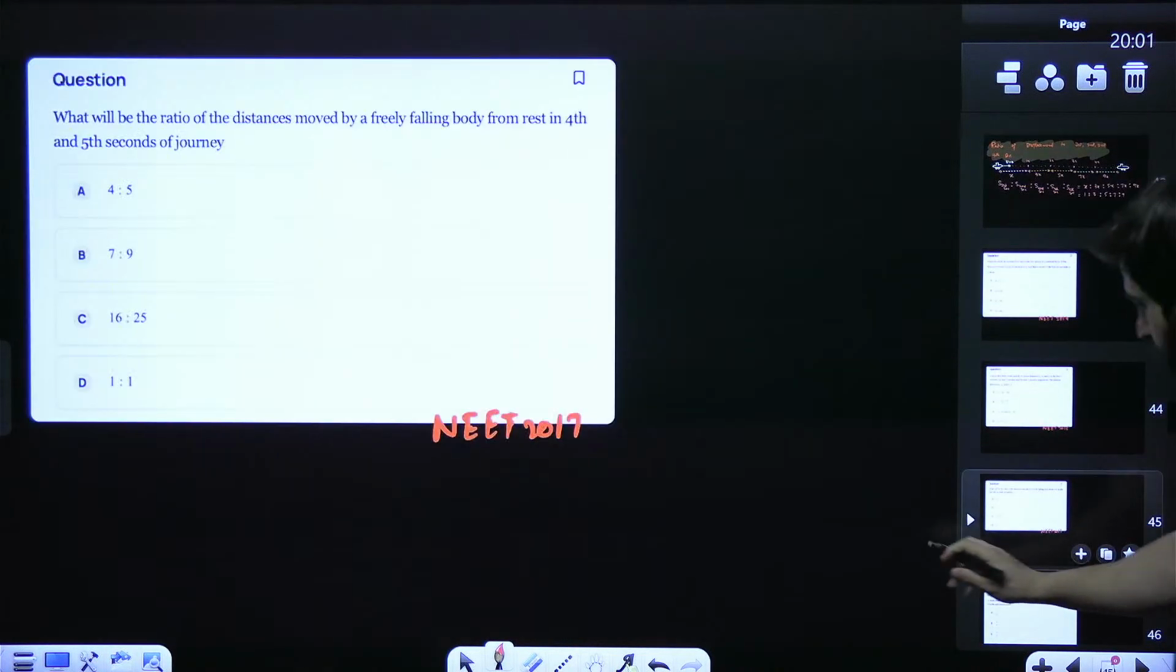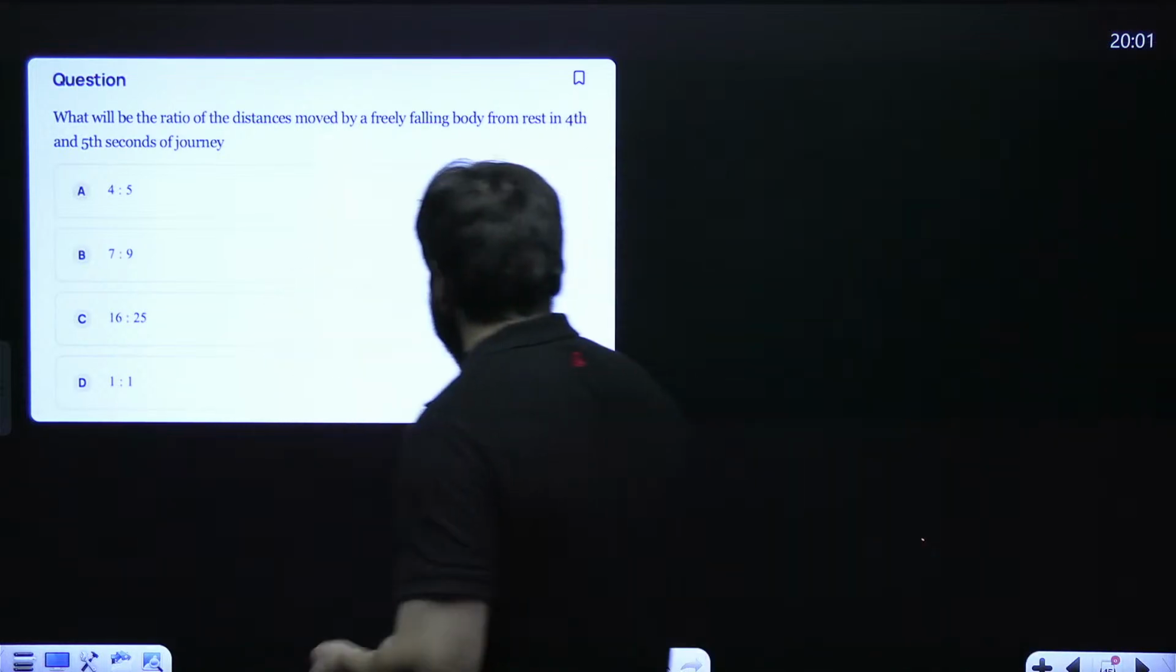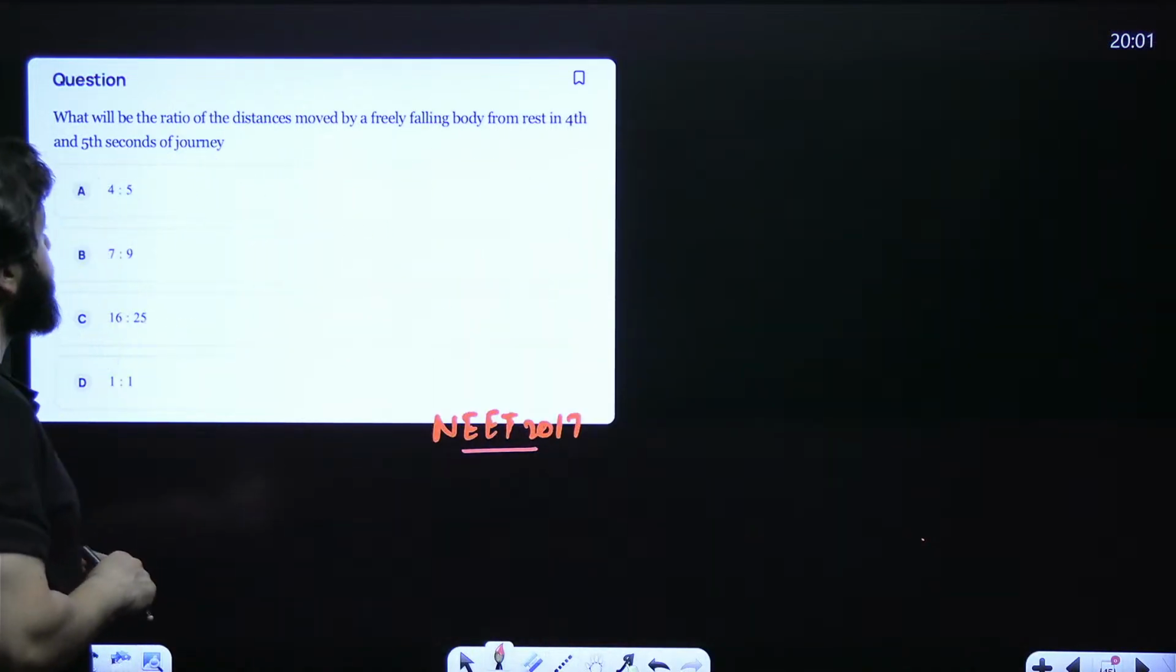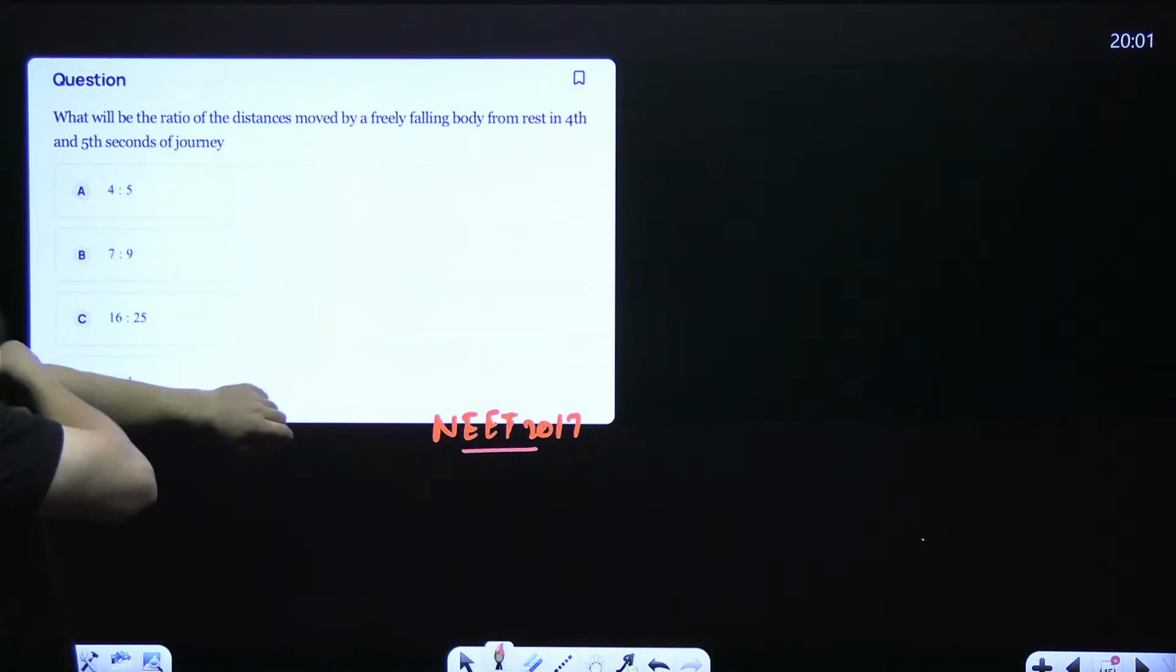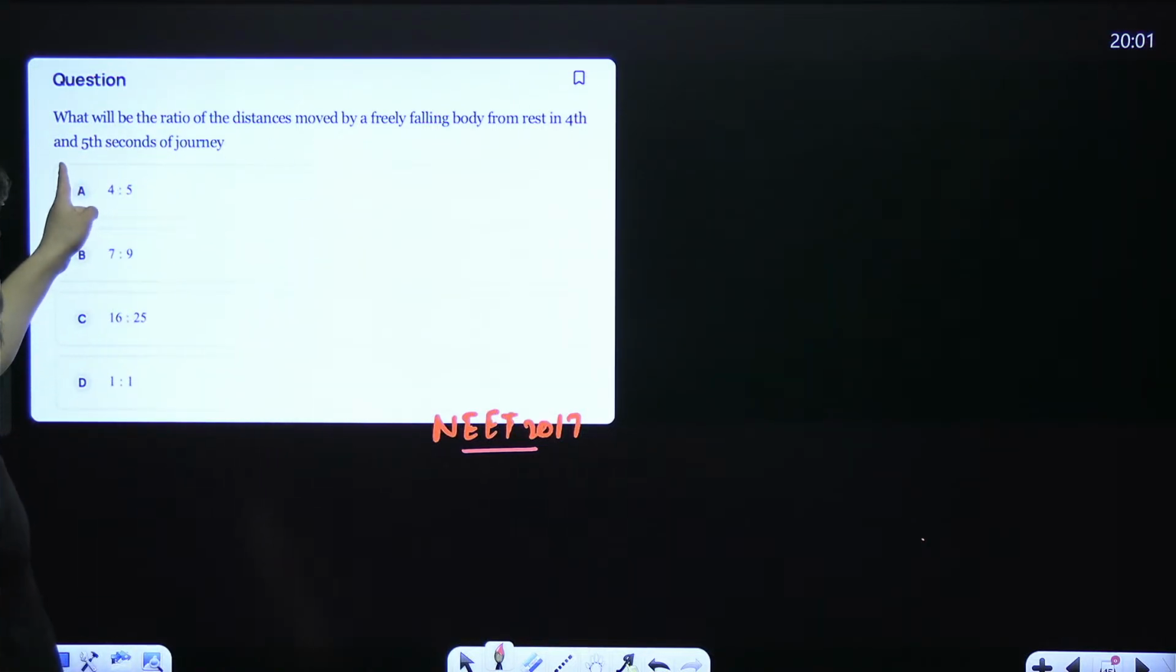Now, let's take a look exactly at this particular question. This was the question which was asked in NEET 2017. What will be the ratio of distances moved by a freely falling body from rest in fourth and fifth second?